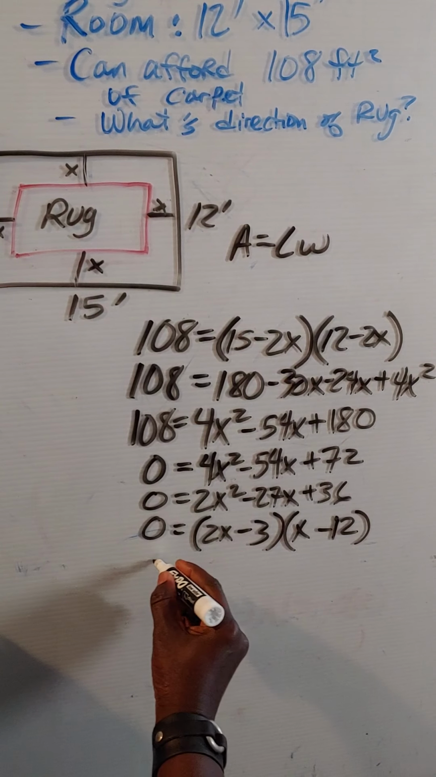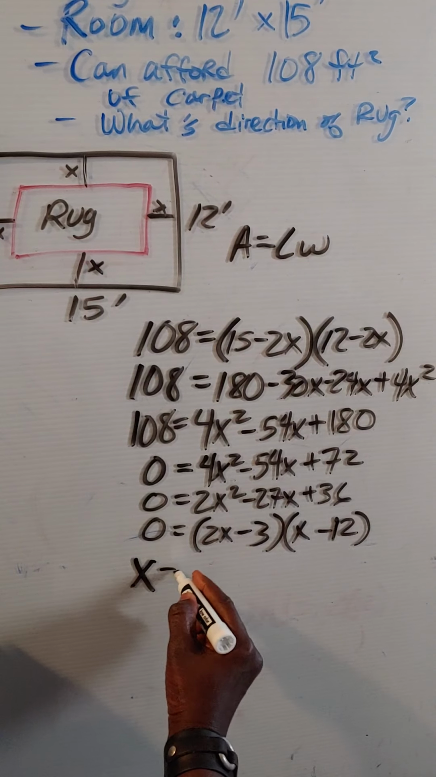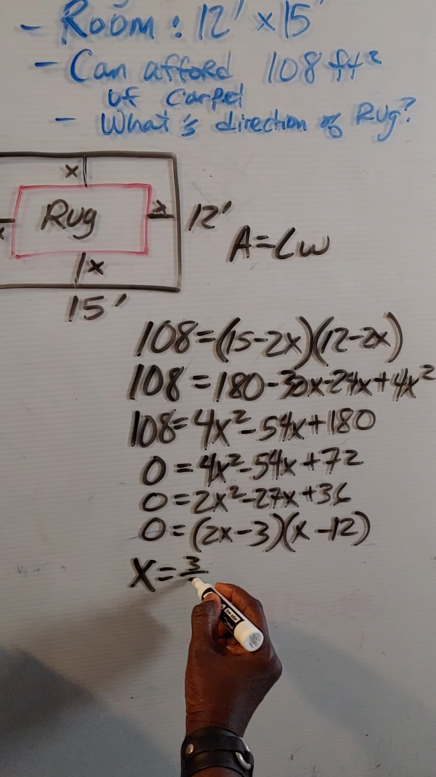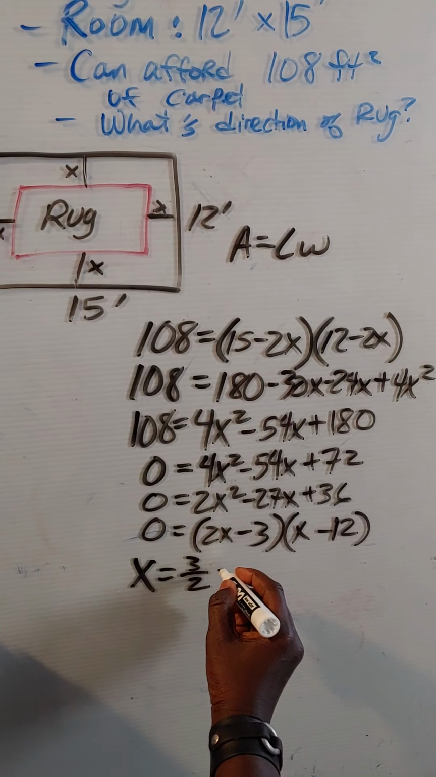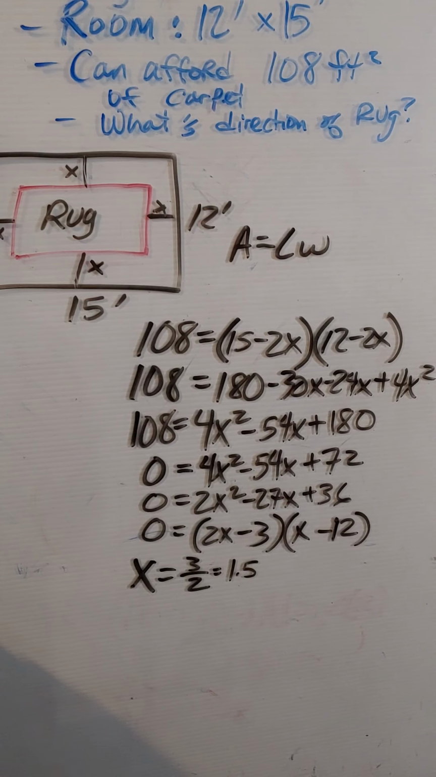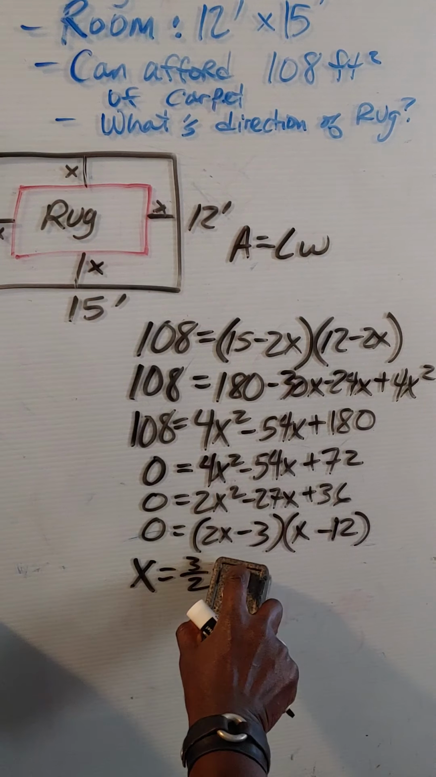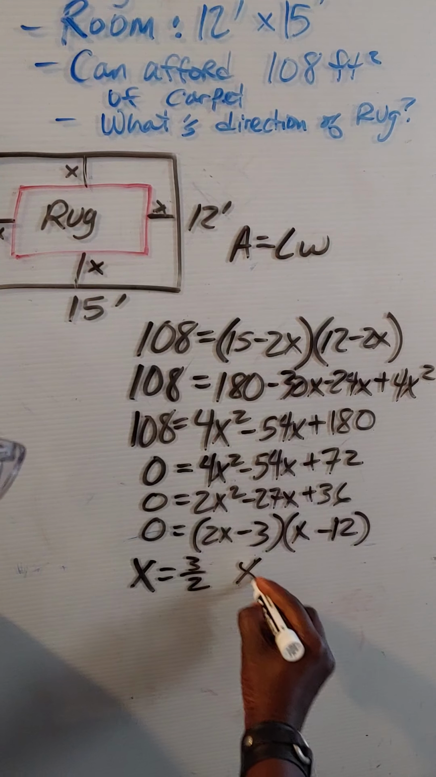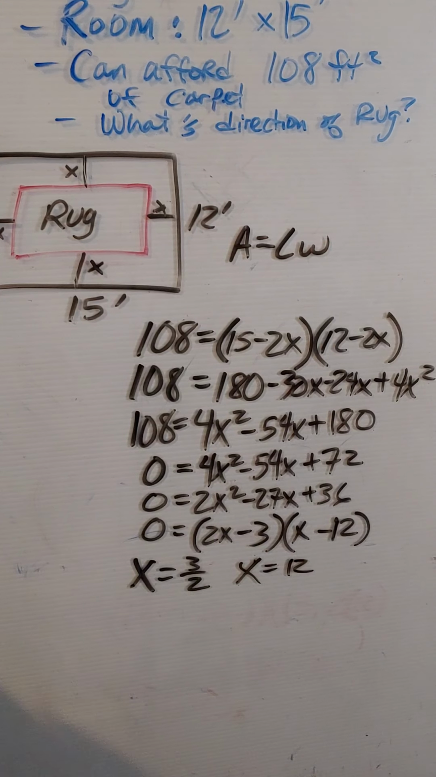So 2x minus 3 equals 0. Add 3 to both sides, divide by 2, so x is 3 halves, which of course is the same as 1.5. I prefer just leaving it as 3 halves, and you'll see why in just a few minutes. For the other factor, add 12 to both sides, that gives us x equal to 12. So those are our two x values in this problem where we're maximizing our space given a uniform strip around this room. The next step is to see which solution works.